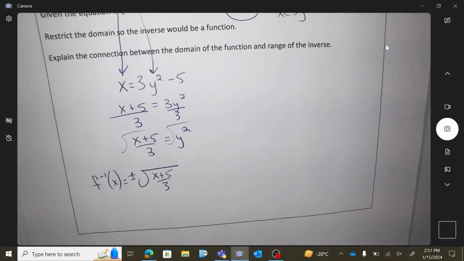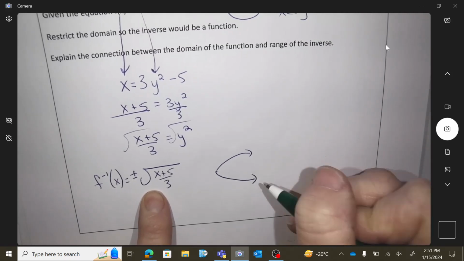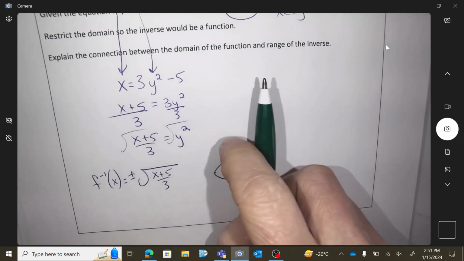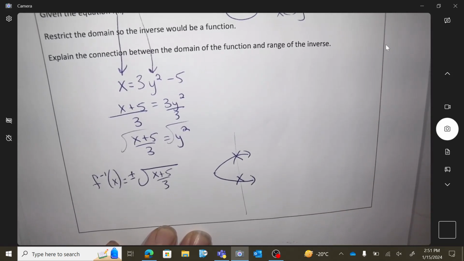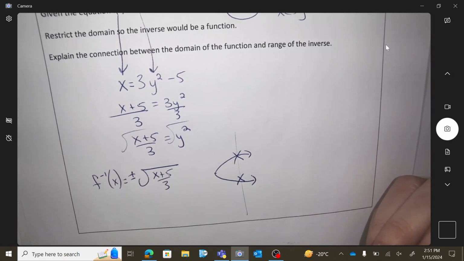Okay, so I have a problem here. Write a restriction on the domain so that this relationship would be a function. Why is it not a function? It's because a positive radical looks like that and a negative radical looks like that. Do you remember what a function is all about? Vertical line test. A boy is not allowed to have 2 girlfriends. No, that's the fail. But a girl's allowed to have 2 boyfriends. That is okay. Messed up world.